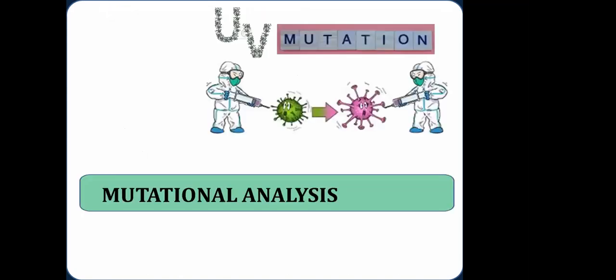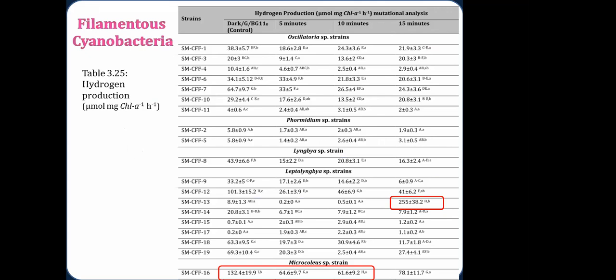Now come towards the mutational analysis, which I performed via the UV mutational analysis. So I gave the UV for different time periods, which were 5, 10, and 15 minutes. However, I also experimented with more than 15 minutes, and that was a lethal condition for the growth of the cyanobacteria and microalgae. So I decided to just use the 3 different conditions for the detection of the effect of the UV on the hydrogen production from these microorganisms. So these highlighted regions are showing that these strains showed the highest hydrogen production even after exposure to the UV light.